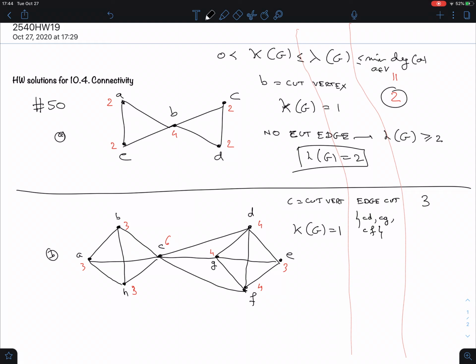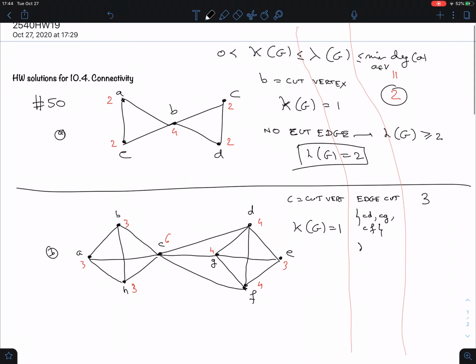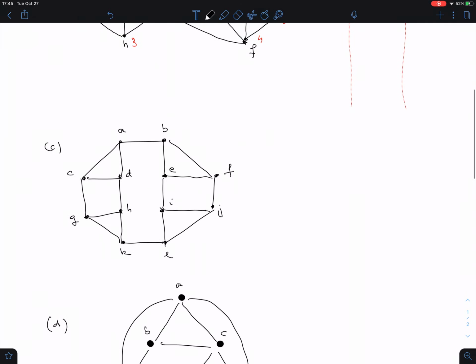Now, it's not the only 3, because we know that 3 is the maximum number, right? And we know that if you have a vertex of degree 3, you can remove the 3 edges around it to disconnect it. So in either case, we still see that lambda of G is 3. So although this is weak as far as the routers, the computers in the network, are concerned, it is rather strong as far as the fiber connections, the edges, are concerned. Okay, the next one.